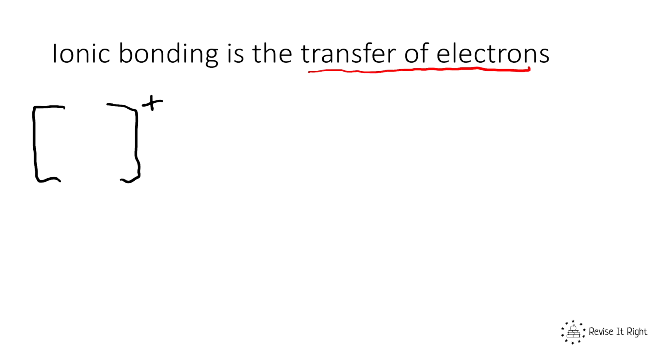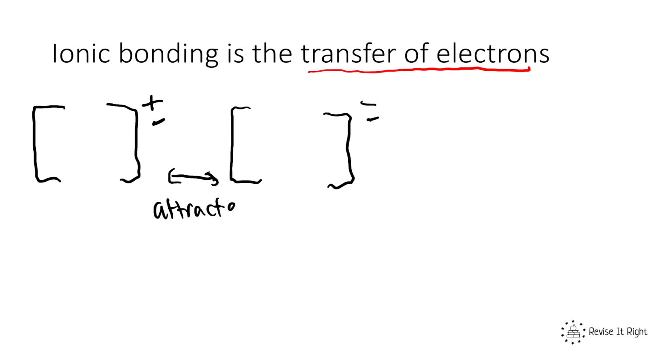And if you don't know what we mean by an ion, and you don't know how to draw these, then please watch the previous video on drawing ions. And if a group 7 element gains an electron, it will become a negative ion. Okay, so here we have a positive ion and a negative ion. These oppositely charged ions are now strongly attracted to each other.